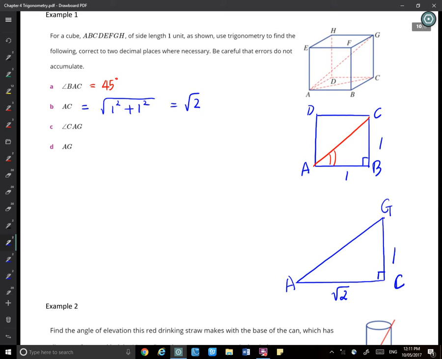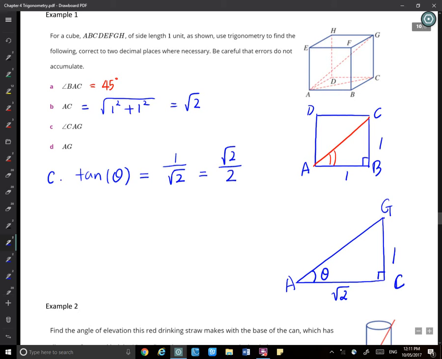Therefore, I want to work out the angle CAG. Let's say I want to find that angle theta here. So, question C, I want to work out the value of theta. We first have tangent theta, because we have the opposite and the adjacent. So tangent theta will be 1 over root 2. If we want to rationalize that, that will be root 2 over 2.